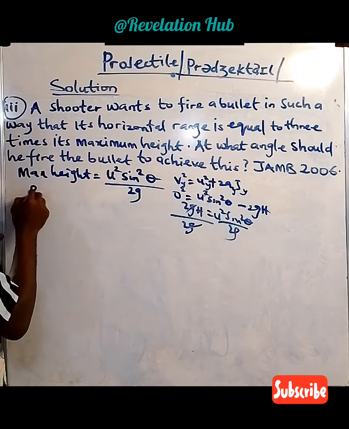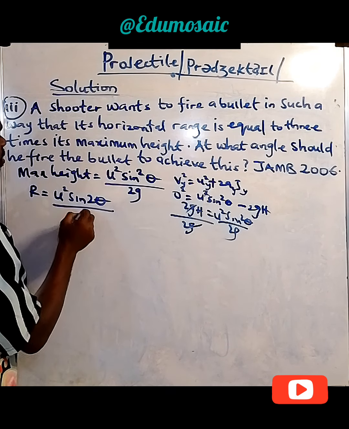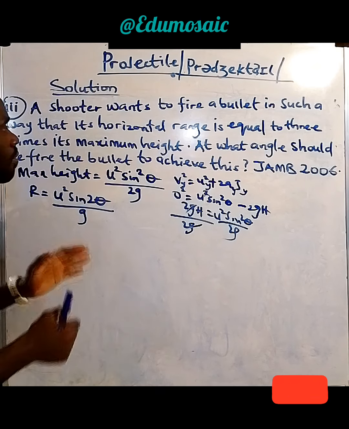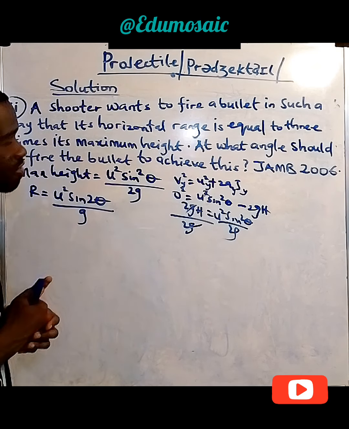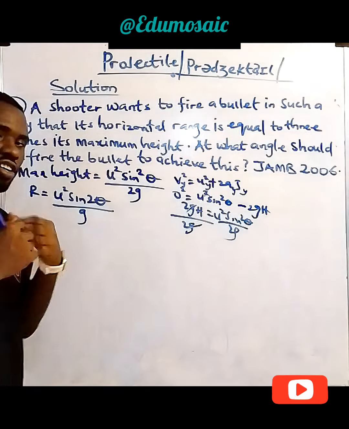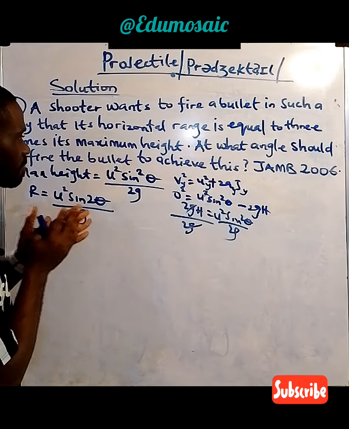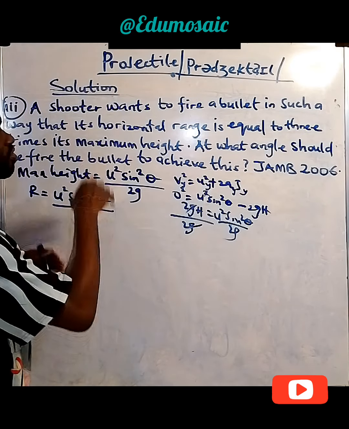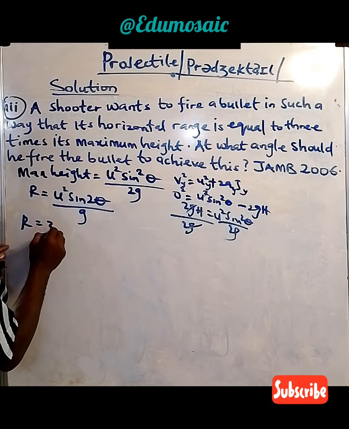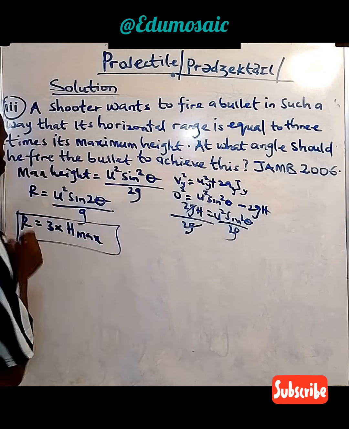Then the formula for horizontal range is u squared sine 2 theta over g. So these are the two things you're going to be using. Now, this question, the JAM 2006 question, wants us to solve for the angle at which a shooter will shoot to achieve this. And what does the shooter want to achieve? The shooter wants a situation whereby the horizontal range is going to be 3 times the max height. It means this range will be 3 times the h max. That's what the shooter wants.